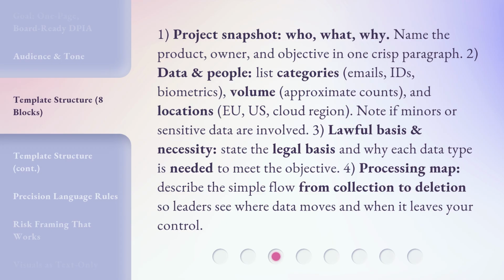3. Lawful basis and necessity. State the legal basis and why each data type is needed to meet the objective. 4. Processing map. Describe the simple flow from collection to deletion so leaders see where data moves and when it leaves your control.